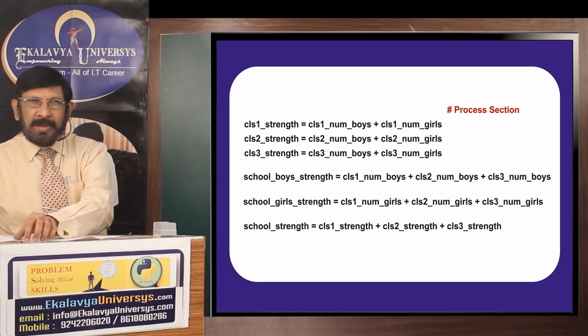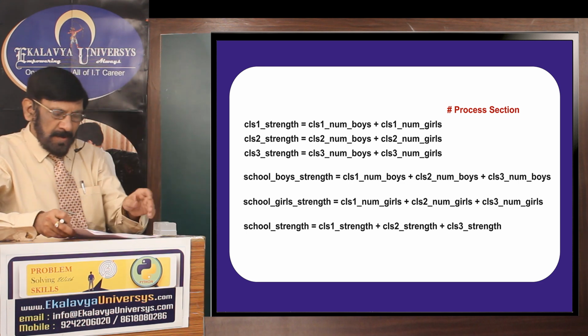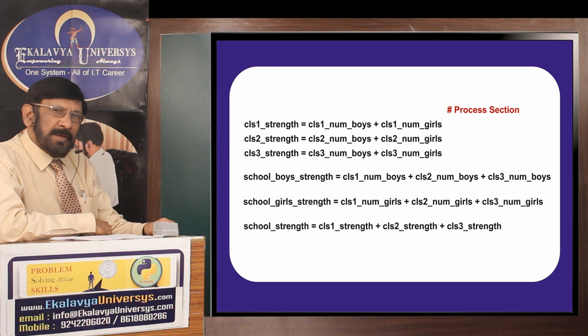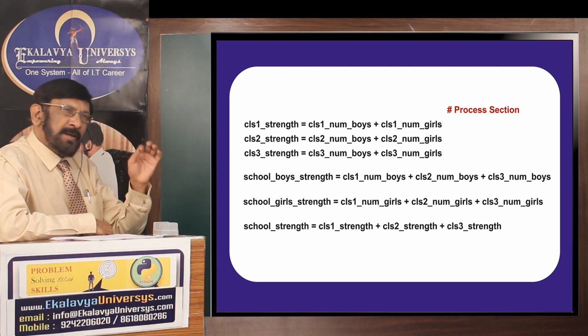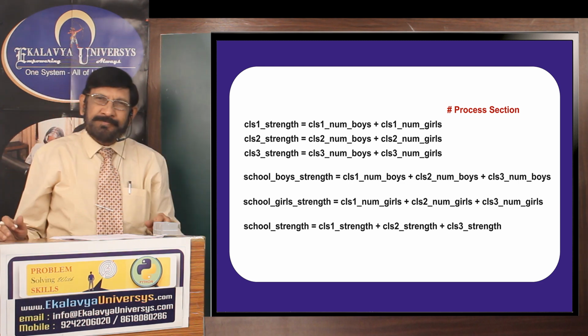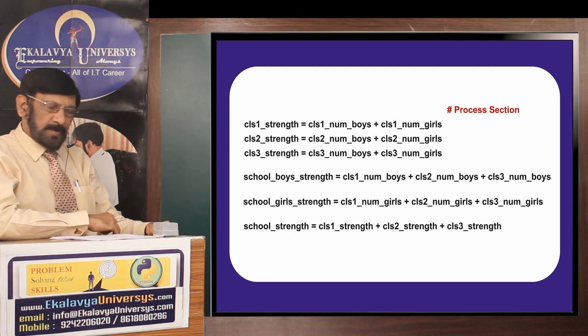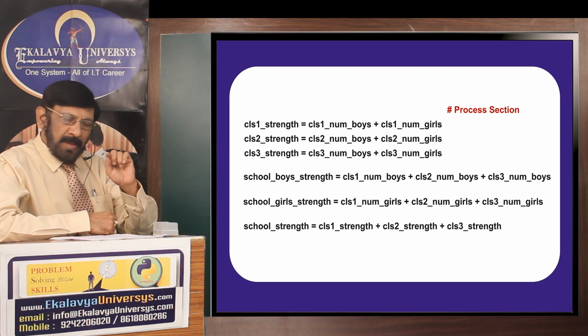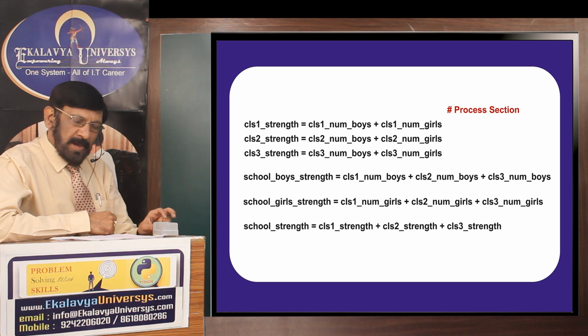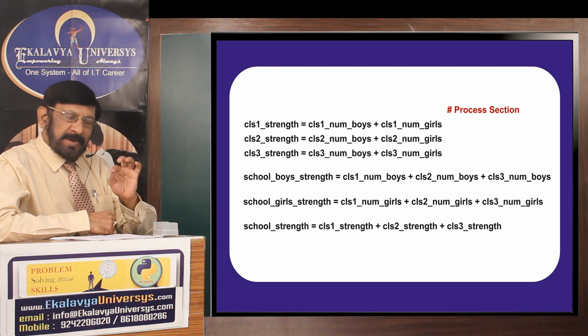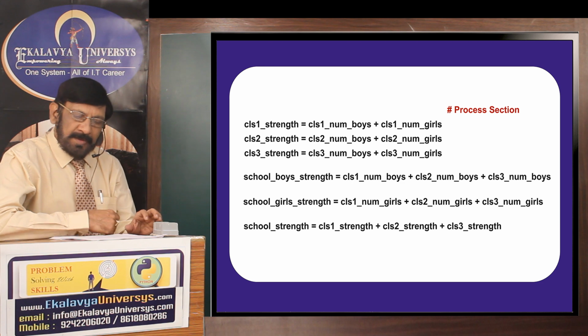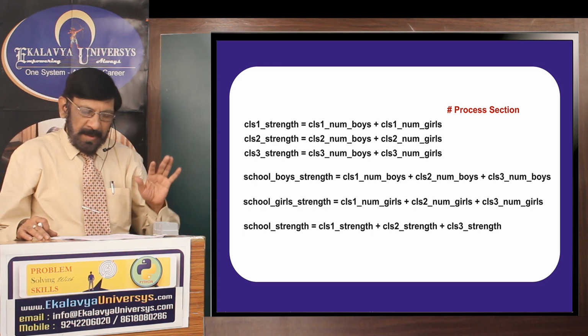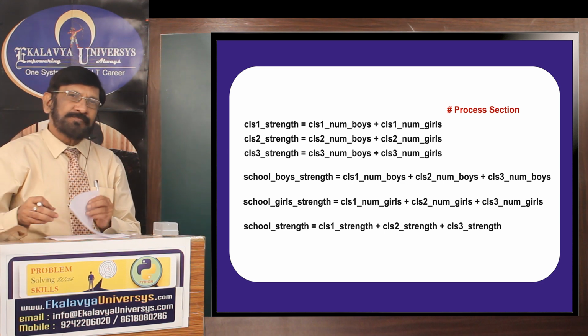Carefully observe the formula, by that you can have clarity. First one, class 1 strength. How can you calculate? Class 1 num boys plus class 1 num girls. Class 2 strength, class 2 num boys plus class 2 num girls. Class 3 strength, class 3 num boys plus class 3 num girls. So, class-wise strengths we can find out.